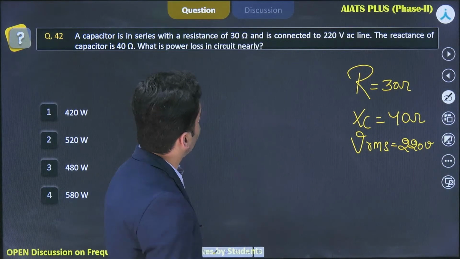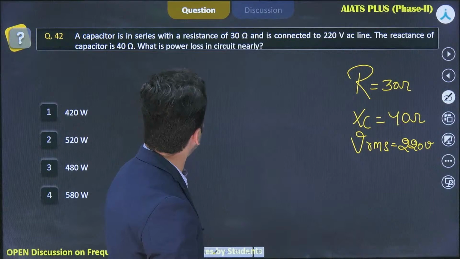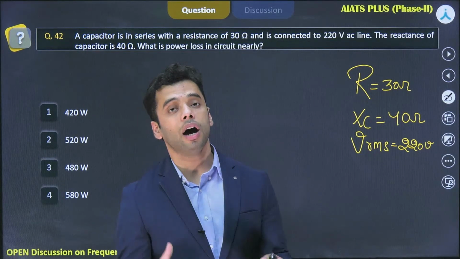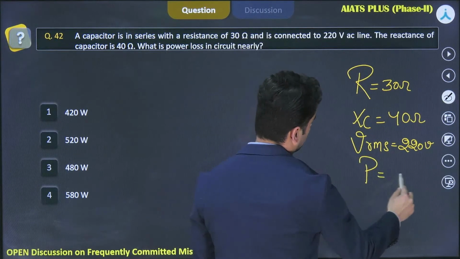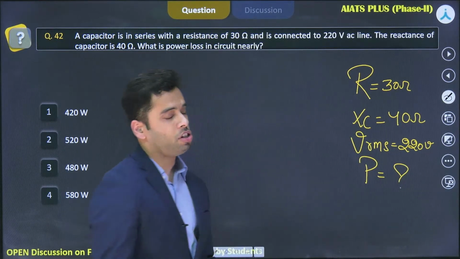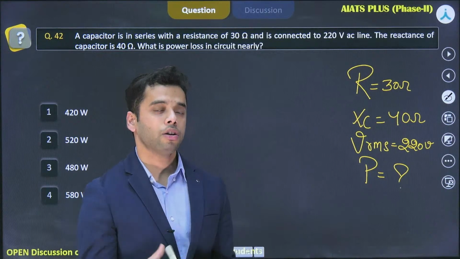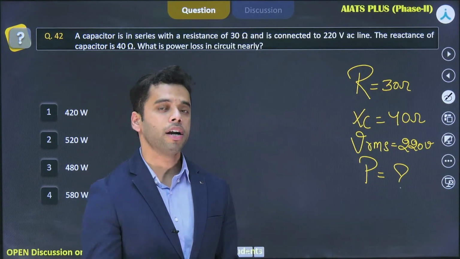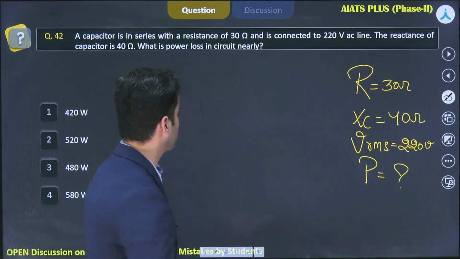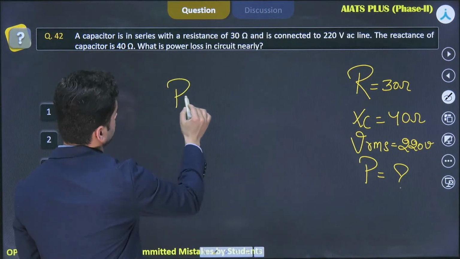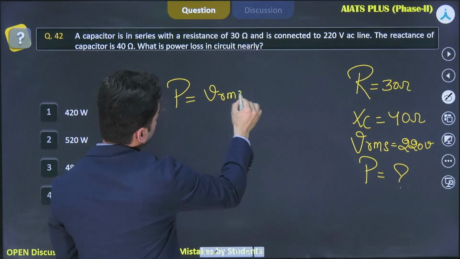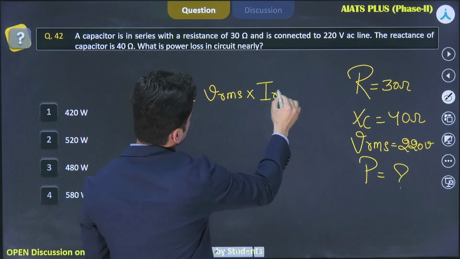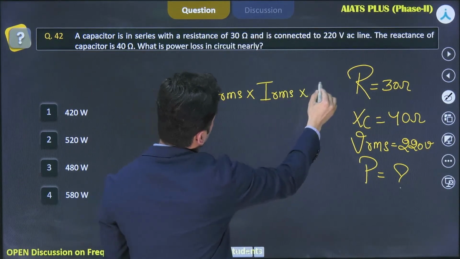What is the power loss in the circuit? So this time you have been asked the power loss in the circuit. How to calculate the power loss? इससे पहले cos phi वाले problem में we calculated how to get to the average power, and this time this average power is being called as power loss. So again the formula will be VRMS into IRMS into cos phi.